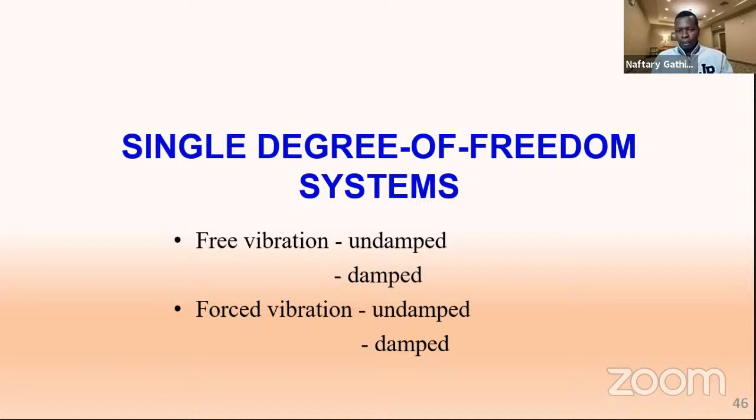Good. Just a recap of what we've been doing: we've been concentrating on single degree of freedom systems. And we said the single degree of freedom is where we just need one coordinate to describe our motion, right? Either one x direction is enough to describe our vibration or oscillatory motion.